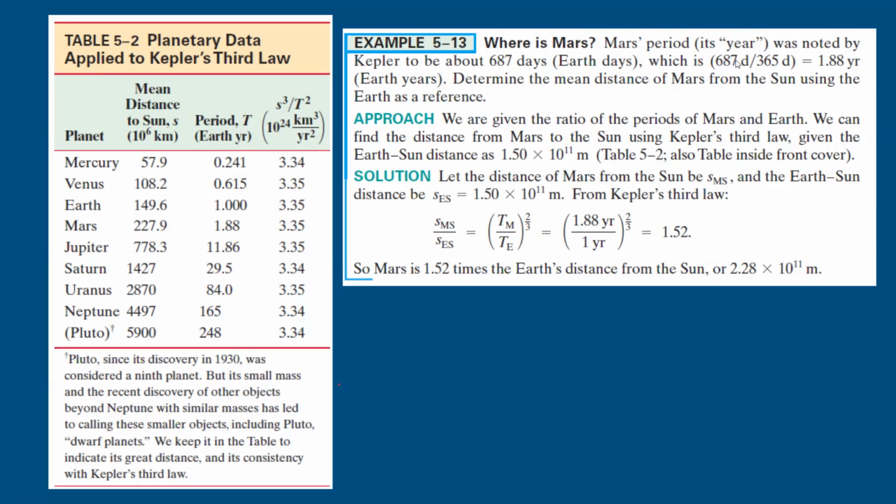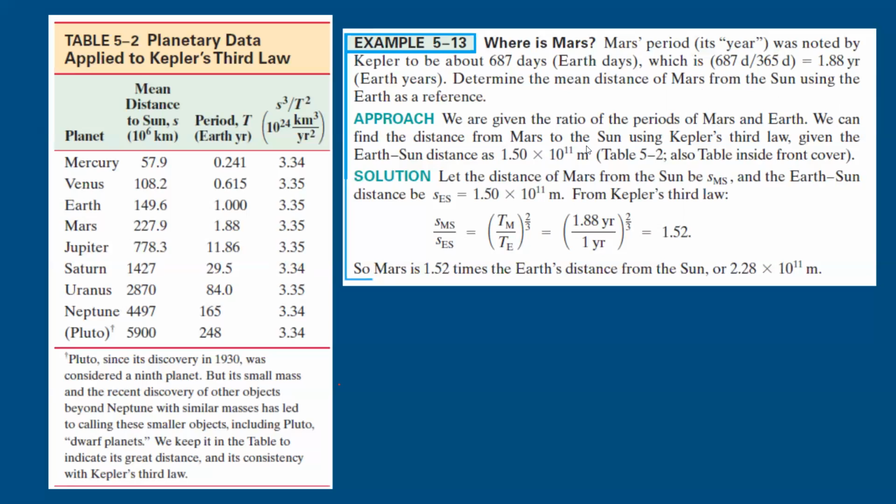Where is Mars? So, Mars period is 1 year. It was noted by Kepler to be about 687 days, which is 687 days divided by 365 days for Earth, or 1.88 Earth years. So, determine the mean distance of Mars from the Sun using the Earth as a reference. So, the mean distance, if you already know the Earth's. So, we're given the ratio of the periods of Mars and Earth. So, you can take the ratio of Mars and Earth.